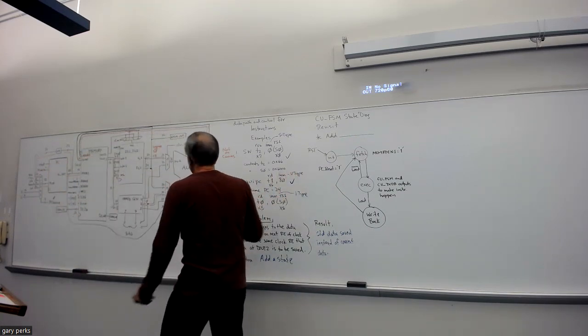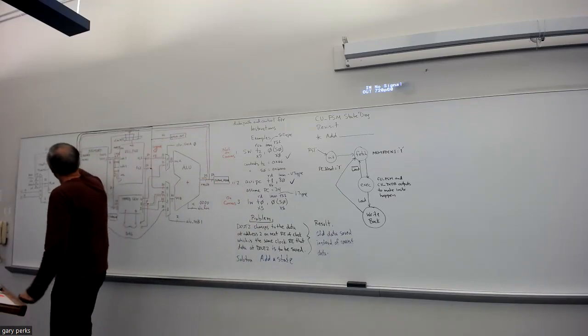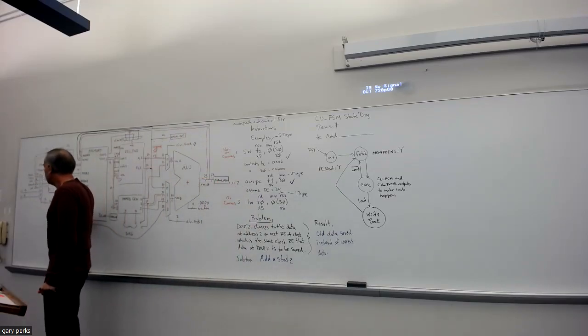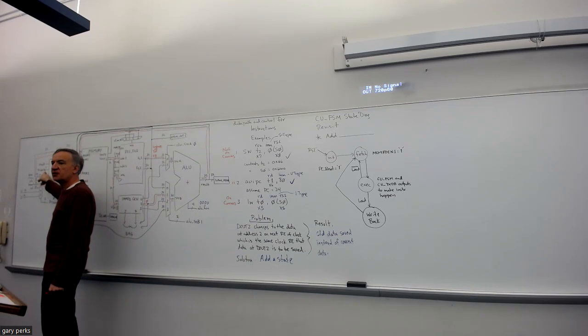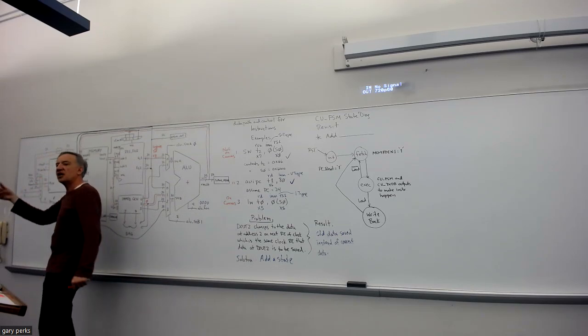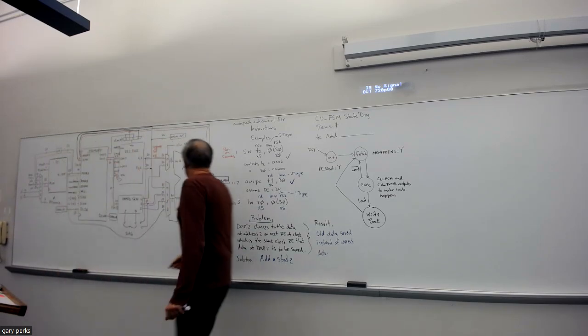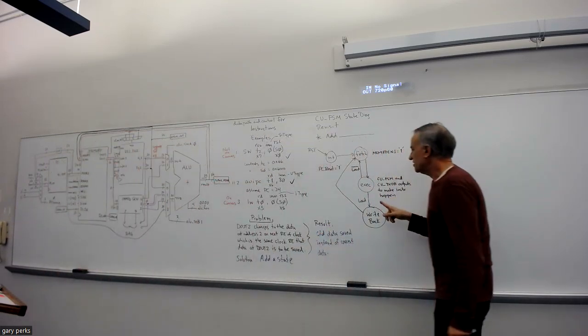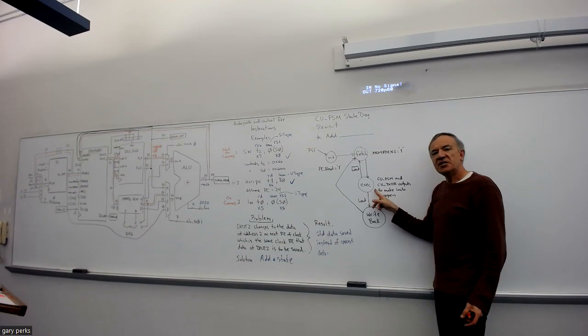Well, when you're in execute, you would make your PC write equal to 1 because, with 2 clock cycles, you're done with that instruction and you want to move on to the next one. But when it's a load instruction, do we want PC write to be a 1 when we're in execute?